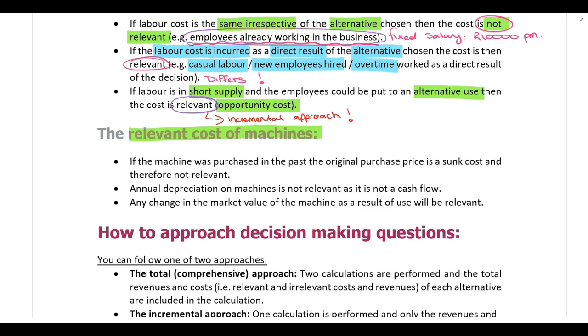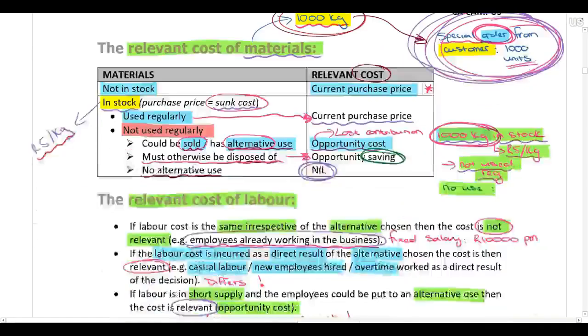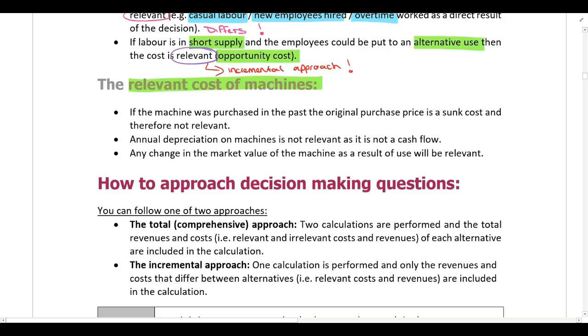And lastly, how do we determine the relevant cost of a machine? So again, assume that we received this special order from our customer and they want 1,000 units. Assume that we are going to make those units using a machine that the company already has in their factory, so a machine that they purchased in the past. Now, obviously, guys, we know money spent in the past is a sunk cost and it is not relevant to our decision. So the cost of a machine that was purchased in the past is a sunk cost and will not be relevant. Any depreciation on the machine is not relevant because it is not a cash flow.